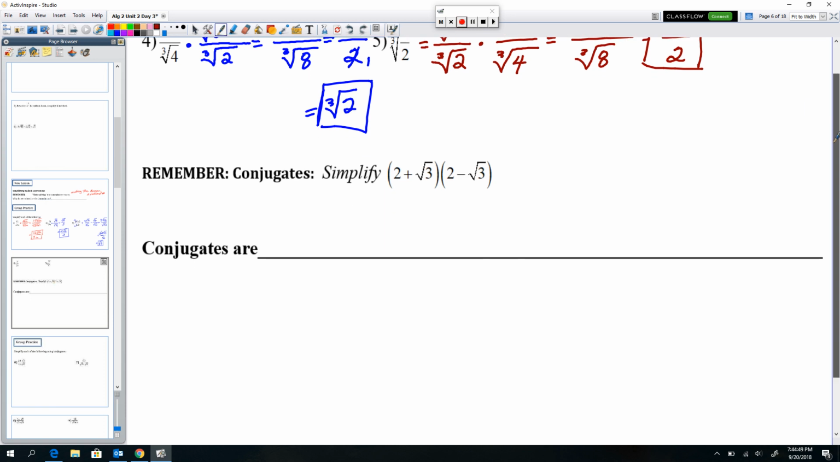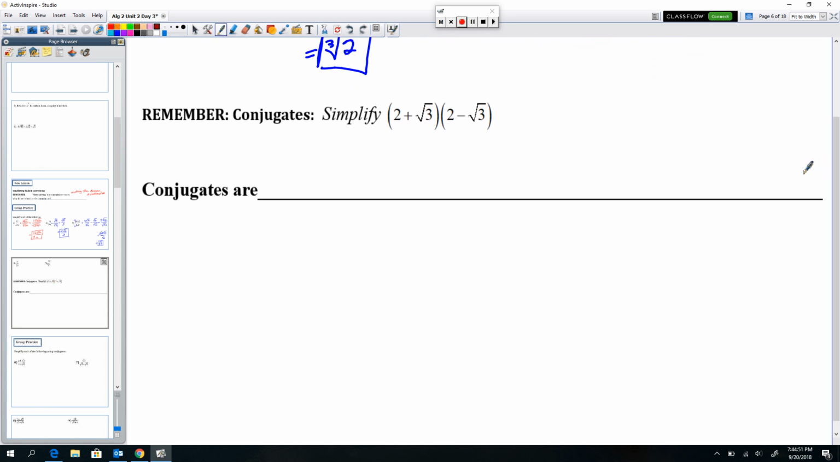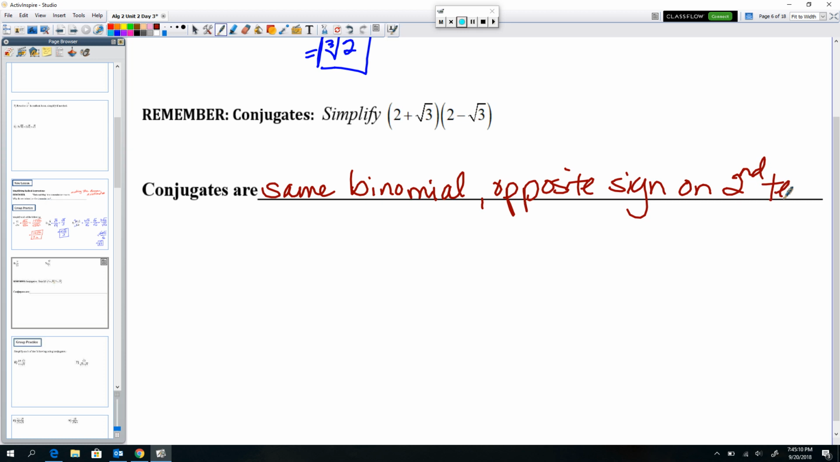So now let's talk about the other thing we worked on, imaginary numbers, those things called conjugates, right? Conjugates are the same binomial, just an opposite sign on that second term. Remember that? Opposite sign on the second term. So that's what we have here. The conjugate of 2 plus the square root of 3 is 2 minus the square root of 3.